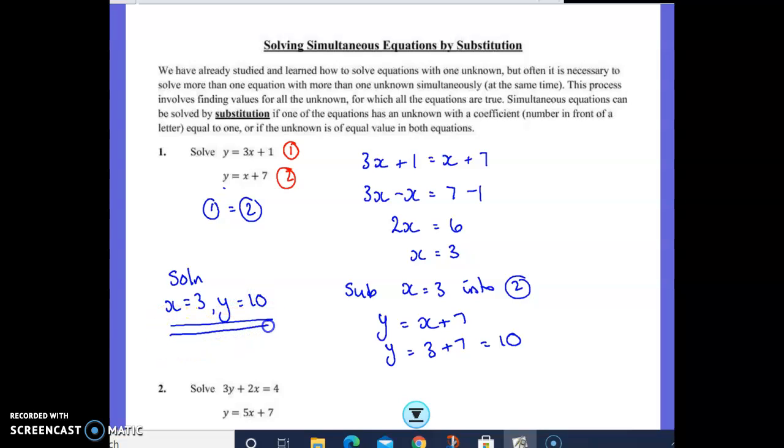I can check this in my other equation. It's always worth a wee check. So checking on 1, I've got y equals 3x plus 1. I've worked out x is 3, so y is 3 times 3 plus 1, which is 10. So I still get 3 in, 10 out, so that solution works for both equations.